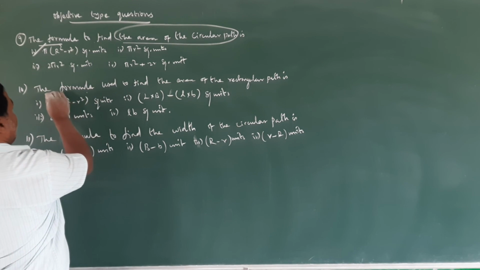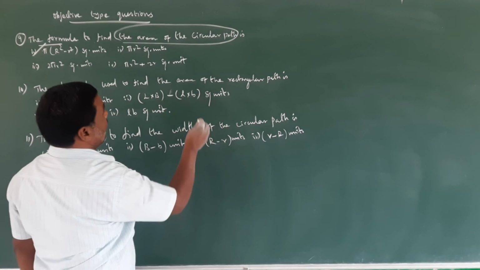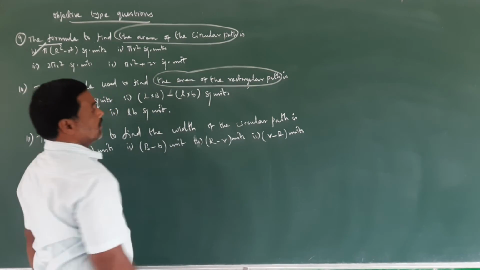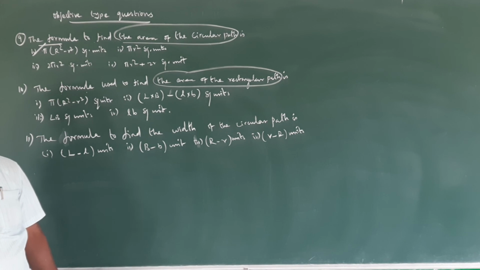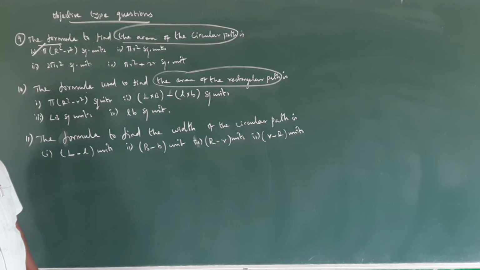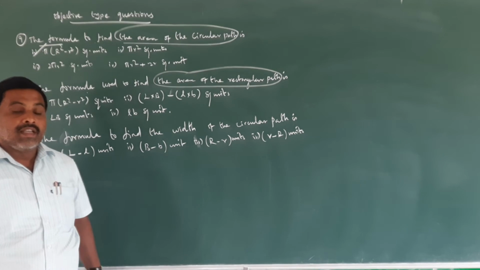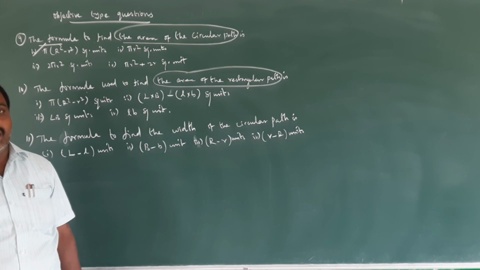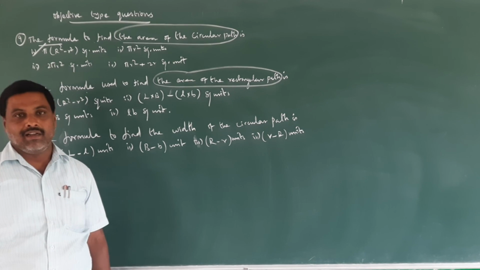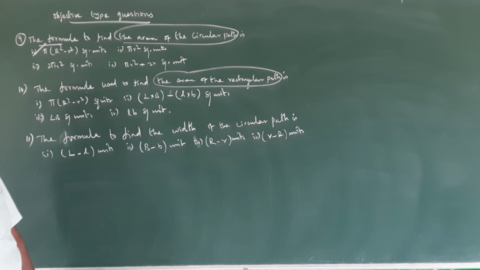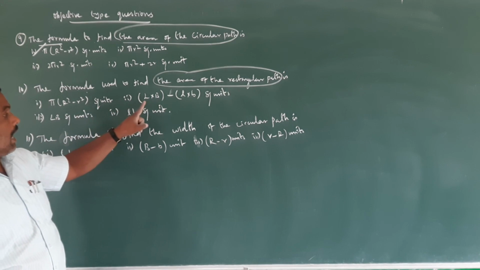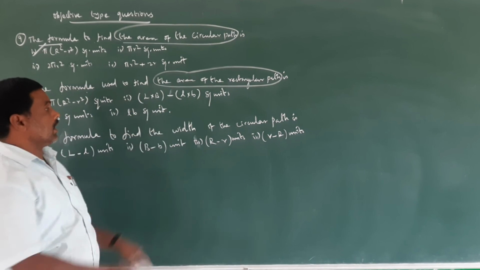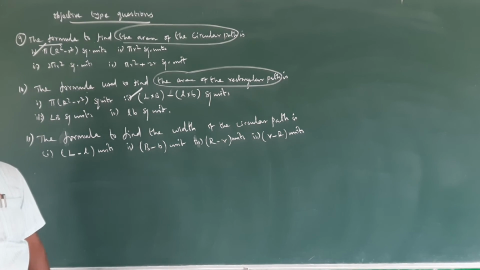Find the formula used to find the area of the rectangular path. Already you know the rectangular path is also a direct formula. Area of the rectangular path equal to area of the outer rectangle minus area of the inner rectangle. Outer rectangle, capital L into B, minus inner rectangle, small l into b, square unit. Answer second one. Direct formula.